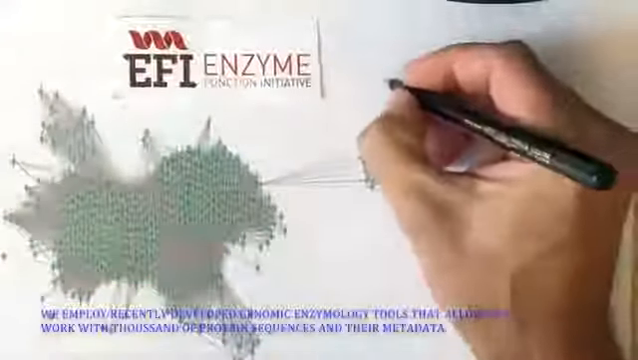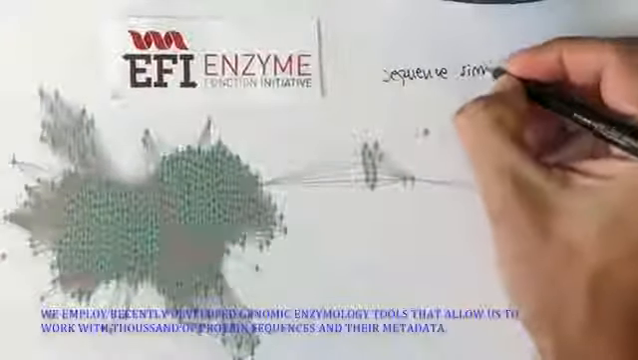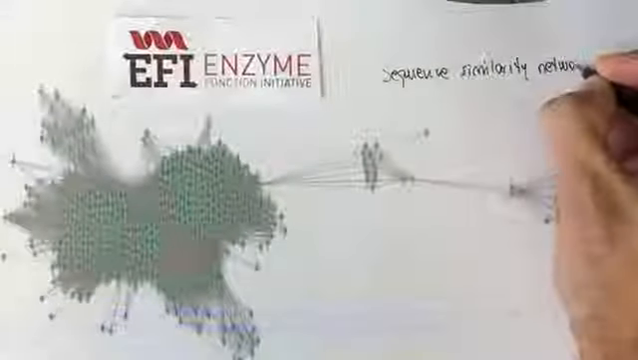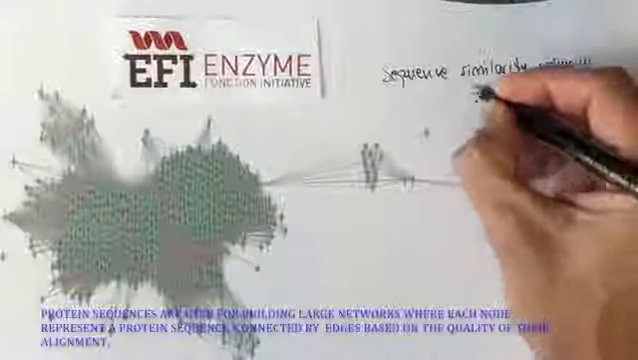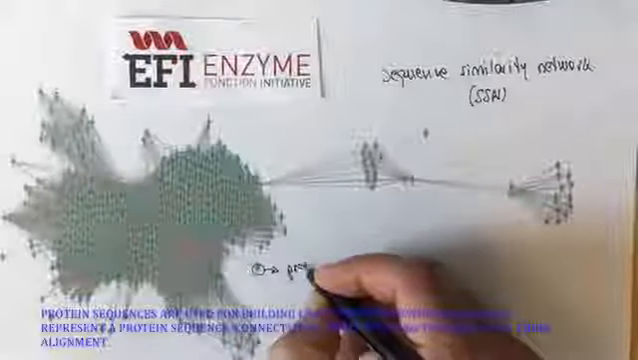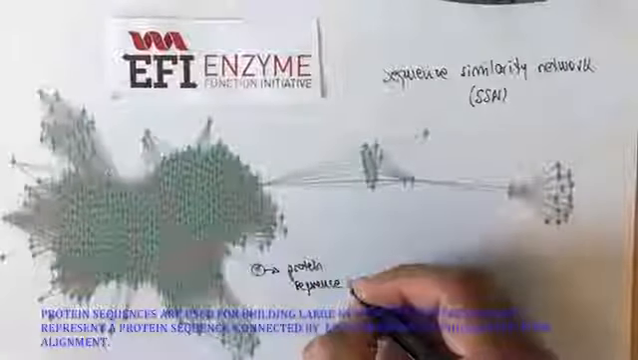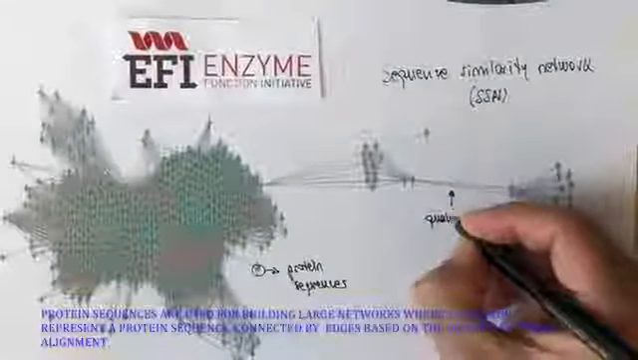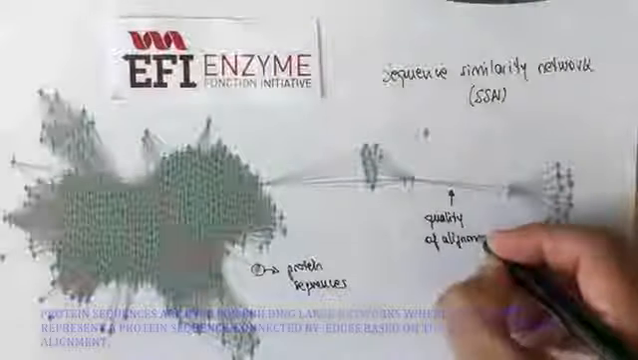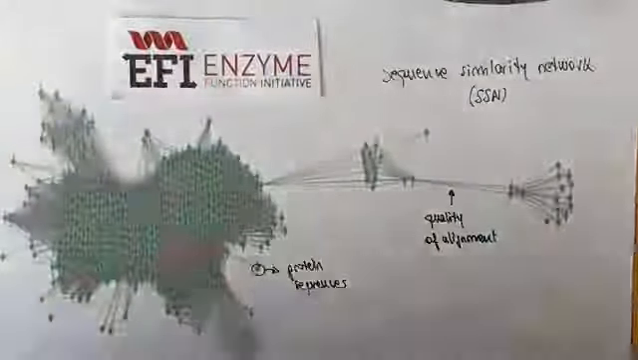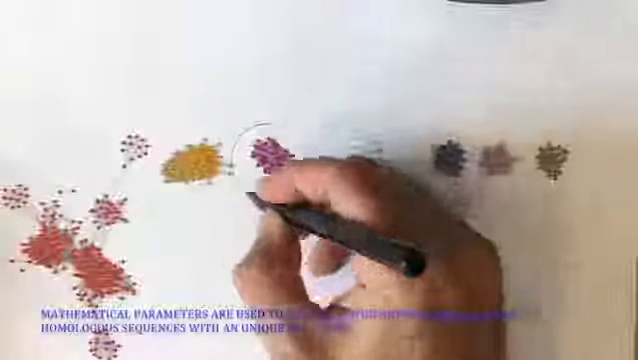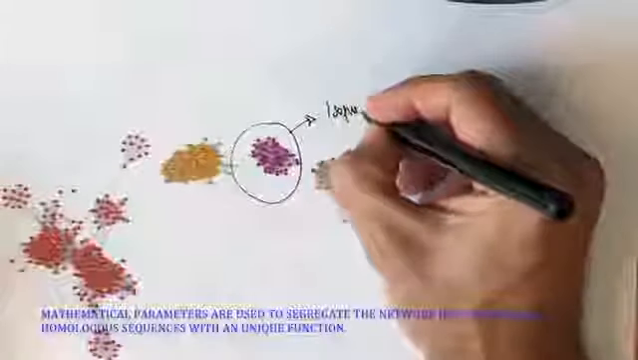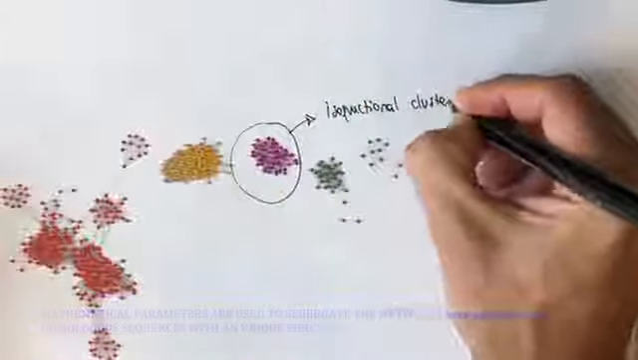We gene mine for relevant thermostable candidates by employing genomic enzymology tools recently developed by the Enzyme Function Initiative. Protein sequences are used to build large networks where each node represents a sequence or a group of sequences, and the edge a representation of the quality of their alignment. Based on mathematical parameters, we can segregate the networks in isofunctional clusters.